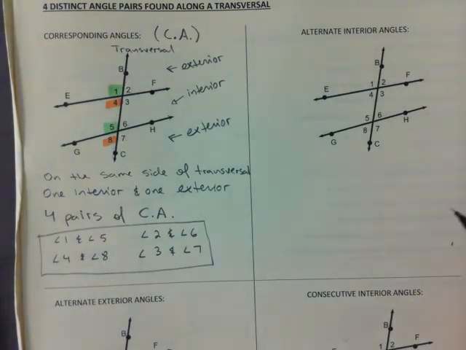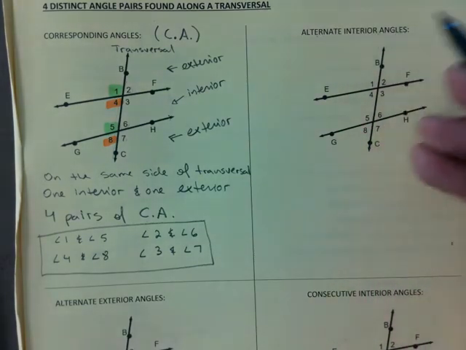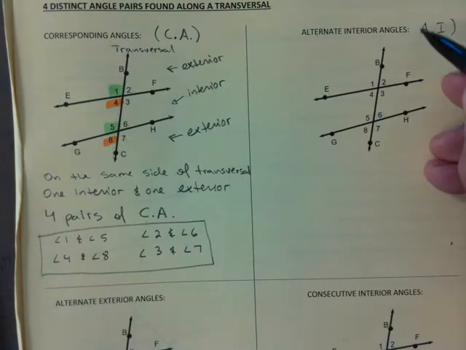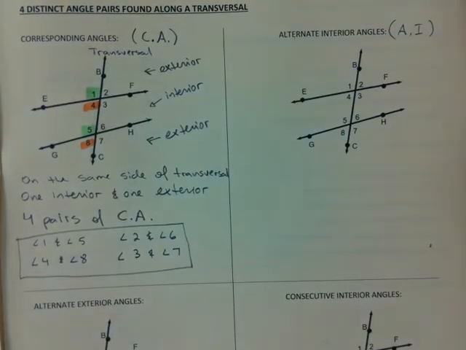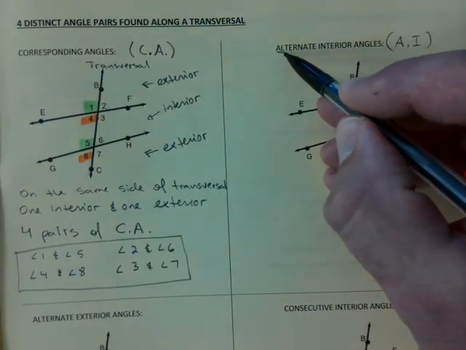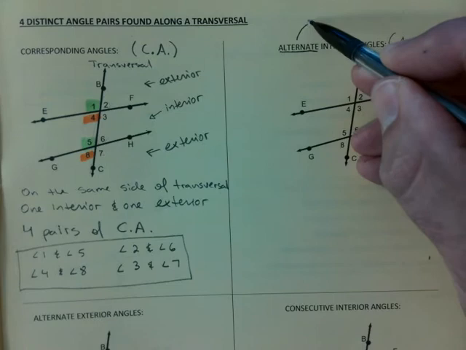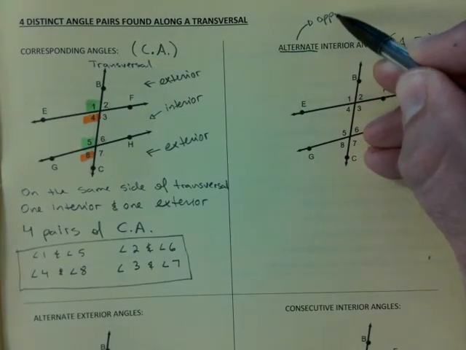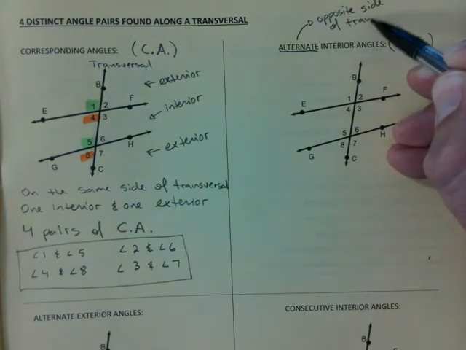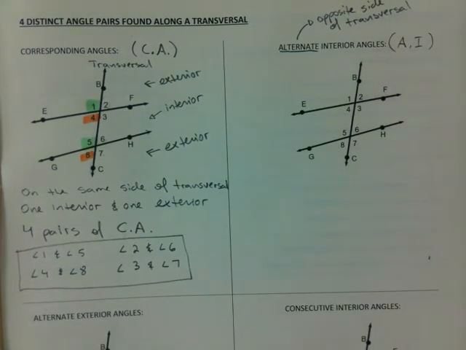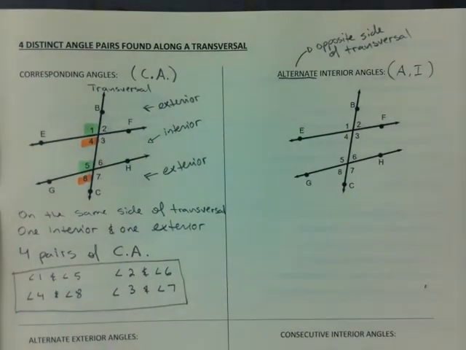The next ones are alternate interior angles, which I call AI. If you can add this, the word alternate is basically telling you opposite side of the transversal. Opposite side of the transversal. That's what you need to remember.